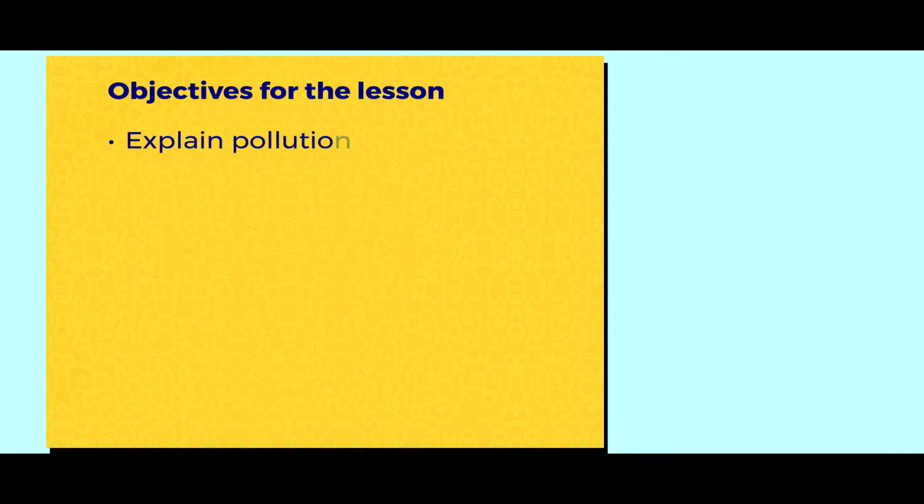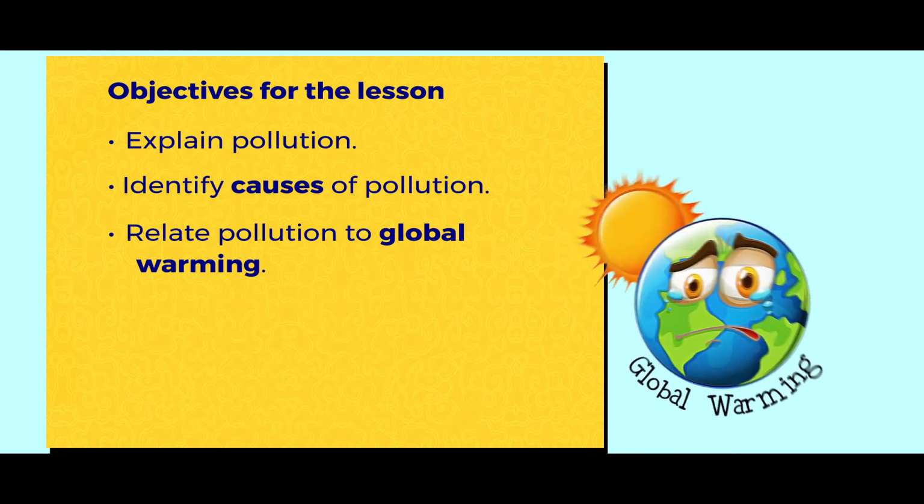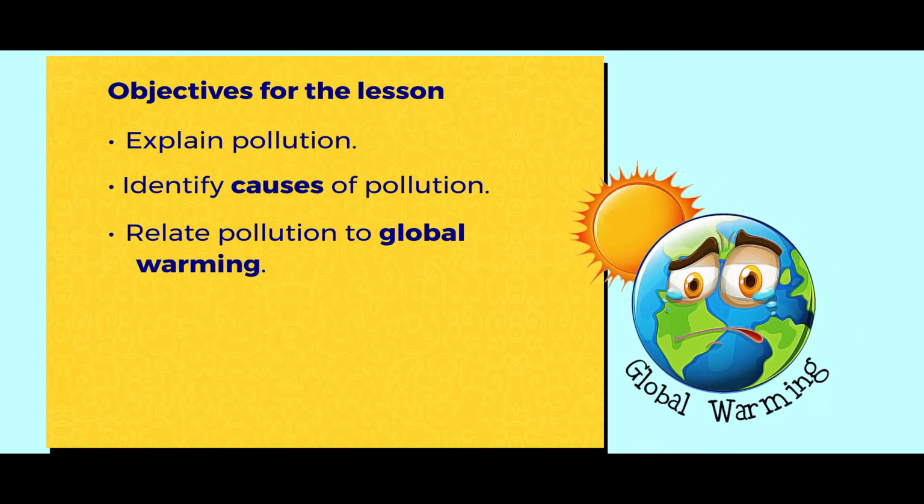Now let us look at some of the objectives for the lesson today. So at the end of the lesson, we all should be able to comprehend few things. Firstly, we should be able to explain what pollution is. And we should also be able to write down the causes of pollution. Now, after we have understood the causes, it is also important for us to relate pollution to global warming. As we know, global warming is a trending issue. That's why we should always be able to relate it.